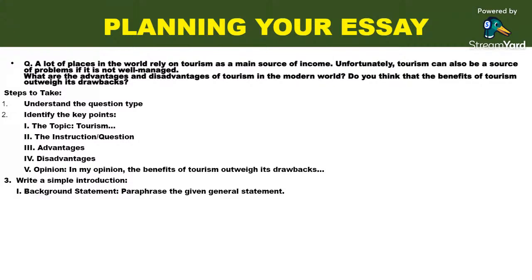Then there's a second general statement. Unfortunately, tourism can also be a source of problems if it is not well managed. So these are the general statements. And to start your introductory paragraph, you give the background statement by paraphrasing the given statements, okay? You paraphrase the general statements that form part of the question, okay? That's the first thing you do in order to get your introductory paragraph.